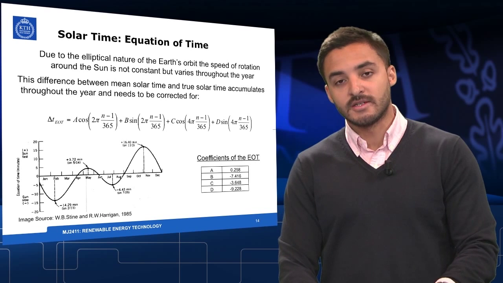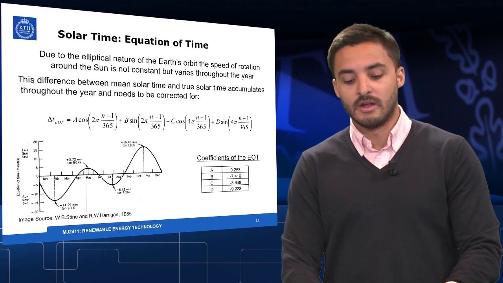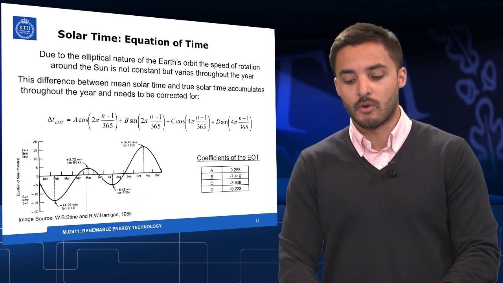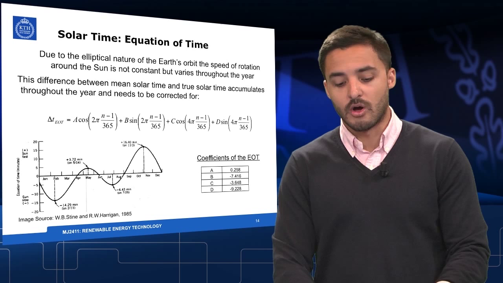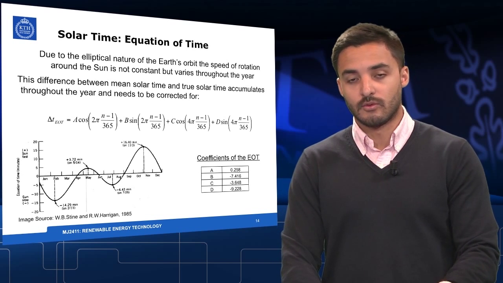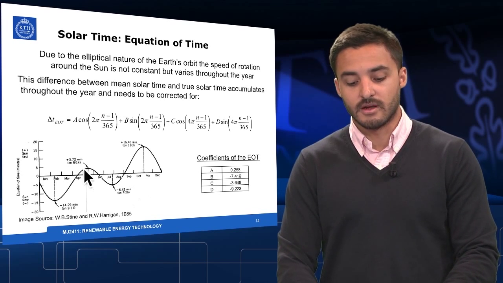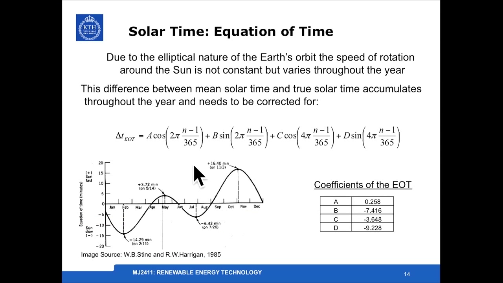Then the correction of the equation of time is basically due to the elliptical nature of the Earth's orbit, and the speed of rotation around the sun is not constant, but it varies throughout the year. To correct this factor, we can see in this figure, and also in its correlation in the equation of time calculation, how for every day we can estimate the actual correction factor based on some coefficients that are depicted here and that we measure empirically.